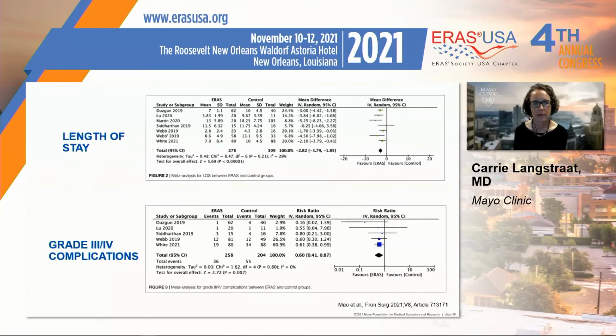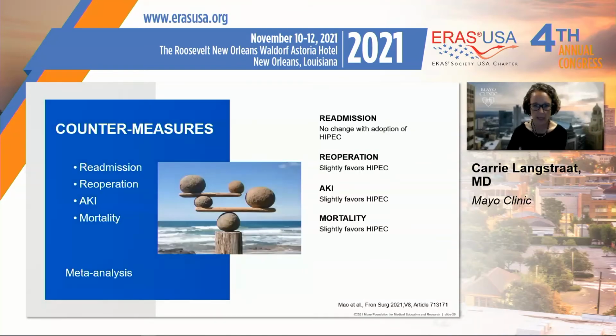In a meta-analysis by Mao, they took 7 studies and looked at the length of stay, and they saw an improvement in the overall length of stay, favoring ERAS. They also saw a slightly lower risk of grade 3 to 4 complications in patients undergoing enhanced recovery. Additional outcomes evaluated in the meta-analysis included readmission rate, reoperation rate, acute kidney injury, and mortality. And they saw no change in all of these outcomes, but did see maybe a slight leaning towards favoring HIPEC for most of these outcomes as well.